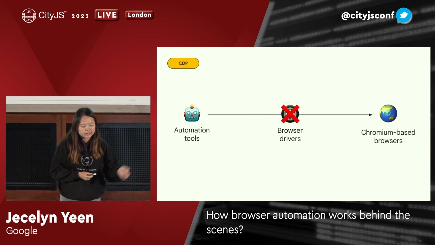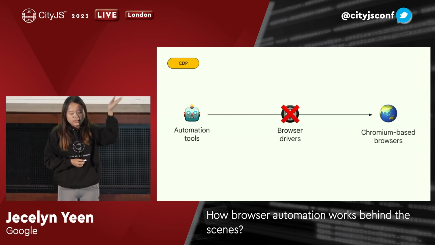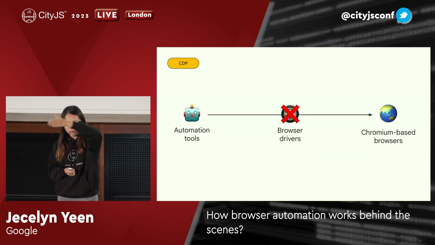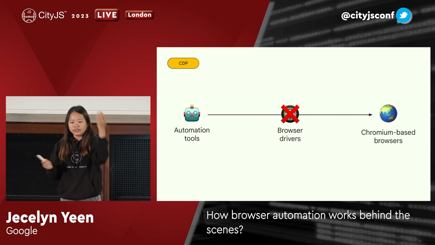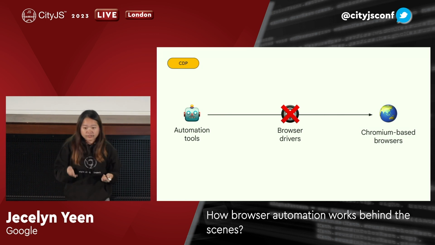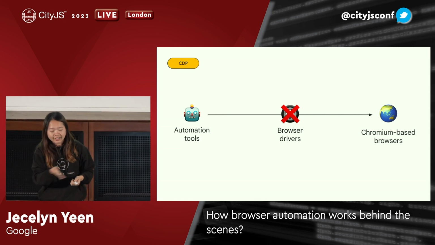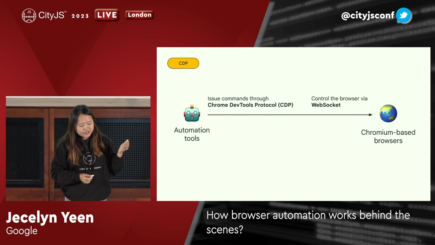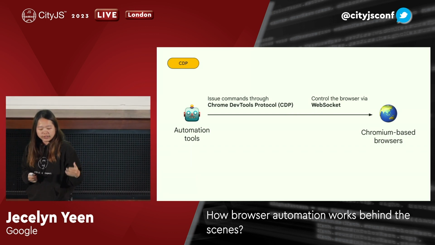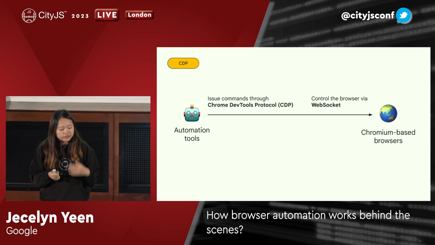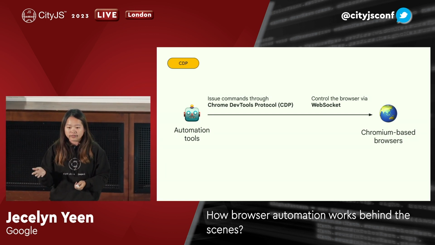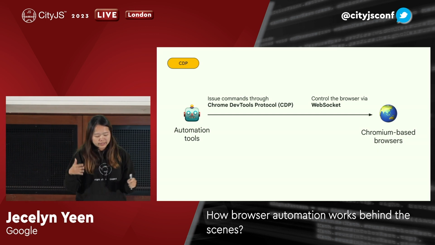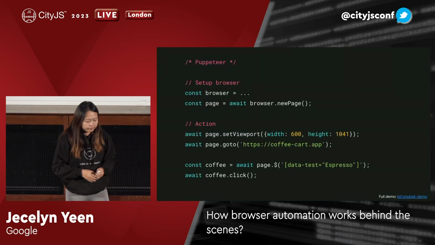So what CDP does is that your automation tool doesn't talk to a middleman. There's no browser driver. You talk directly to the browser, but only Chromium-based browsers. That's why some of your tests only run in certain browsers. Your automation tool issues a CDP command to control the browser via WebSocket, which is a bi-directional communication channel, different from HTTP.